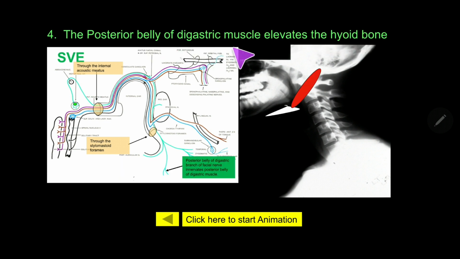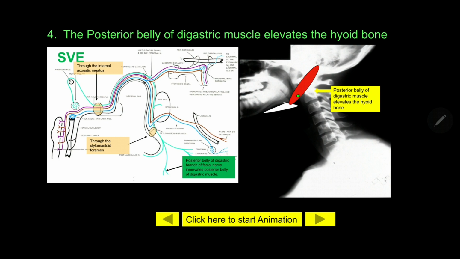Now the posterior belly of the digastric muscle elevates the hyoid bone. This I also told you, it helps in elevation of the hyoid as well as depression of the mandible. Have a look here again, from the motor nucleus of the facial nerve, this is the course of the nerve impulse, and via the nerve to the posterior belly of digastric, it reaches there, and this is how it elevates the hyoid bone. Got it?